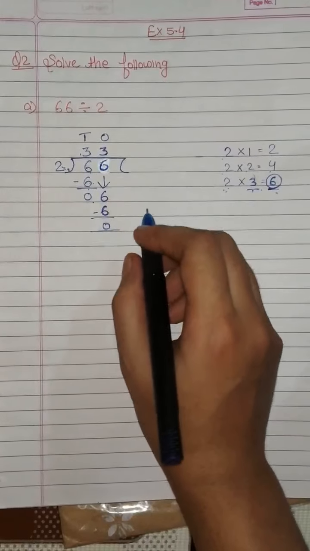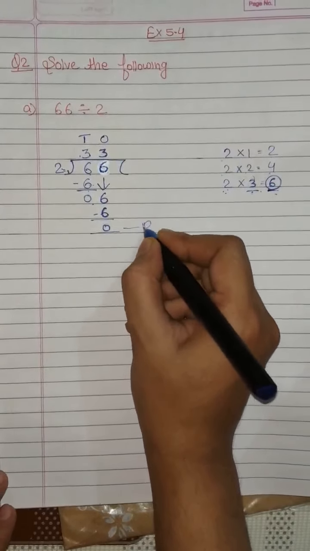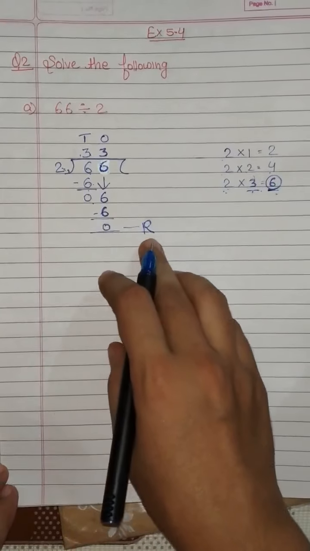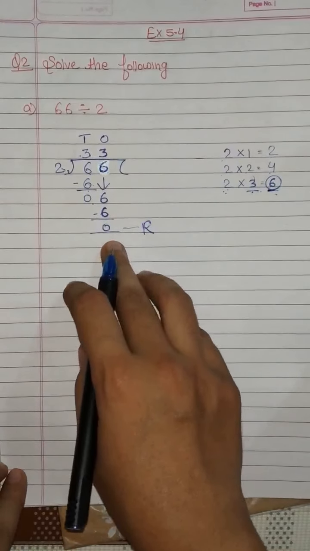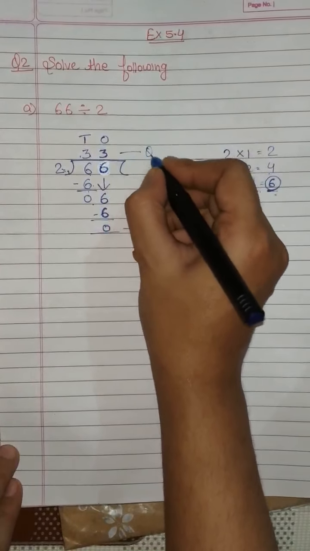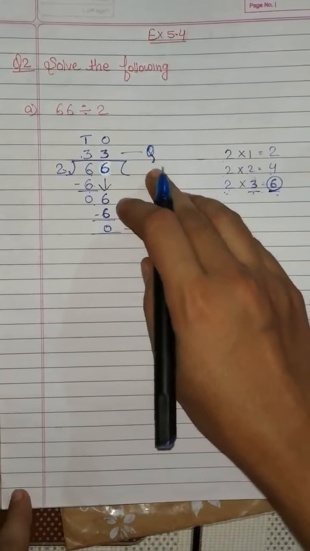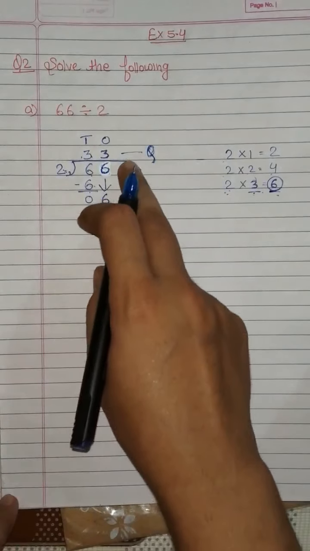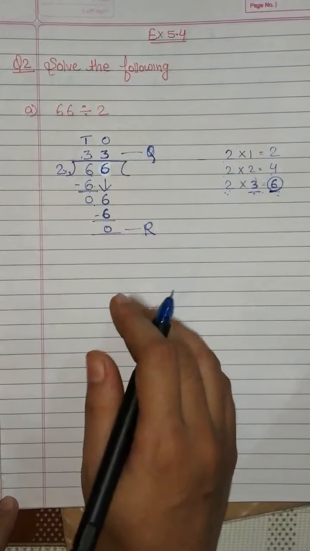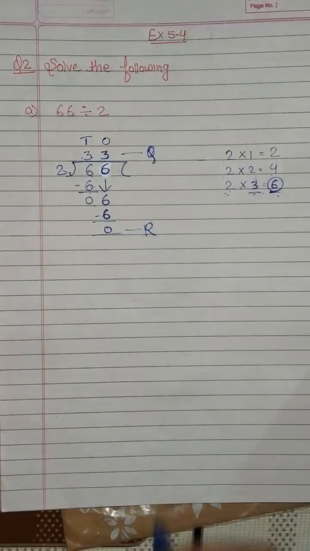Now no more digits are left. So this is our remainder. जब हमारी division खत्म हो जाती है उसके बाद जो number बचता है that is known as remainder. So we are left with 0. So remainder is 0. And 33 is quotient. So we'll mark Q for quotient. Quotient is the answer of the division. Division का जो answer होता है that is known as quotient. Okay. So quotient is 33 and remainder is 0.